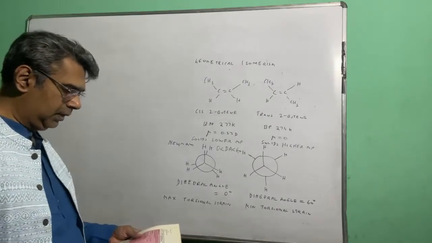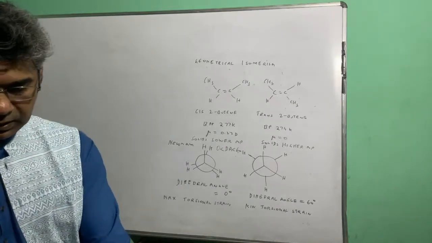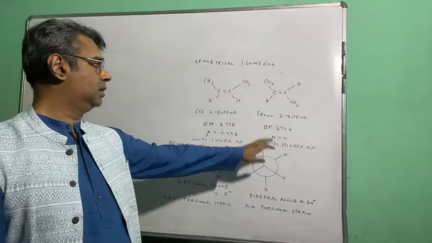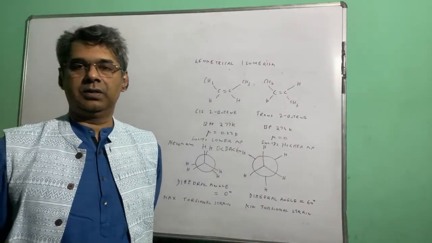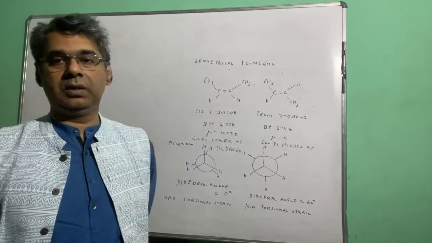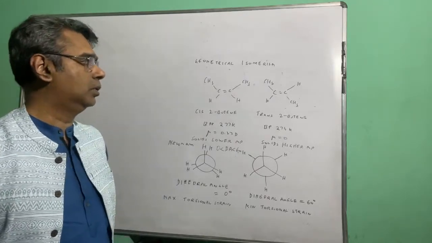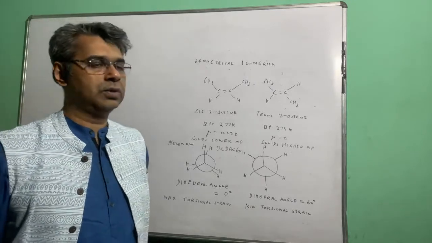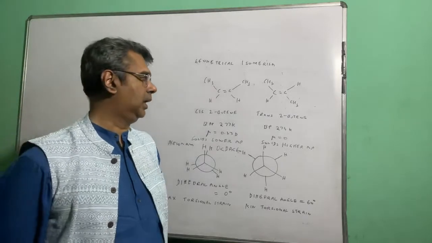And not to forget that cis and trans isomers, they are also called stereoisomers. Okay, stereoisomerism is a special kind of isomerism which is totally dependent on the spatial distribution of the atoms and molecules. So it is a kind of stereoisomerism, cis and trans. And of course there are other stereoisomerisms also, like optical isomerism, right?